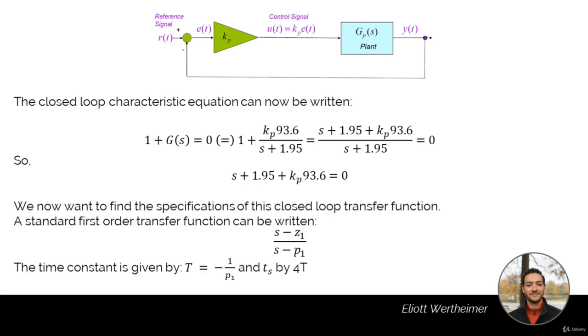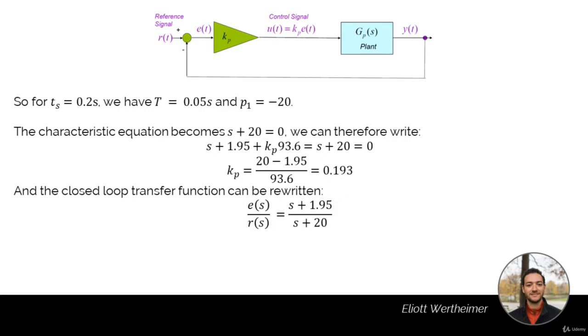You can just learn this by heart, or you will always be able to find it through some resources or through my lectures. So again, the time constant is minus 1 over p1, while the settling time, which we are trying to design for, is actually 4 times the time constant. So for a settling time of Ts equals 0.2 seconds, we need to have that the time constant is equal to 0.05 seconds, simply because Ts is equal to 4 times the time constant.